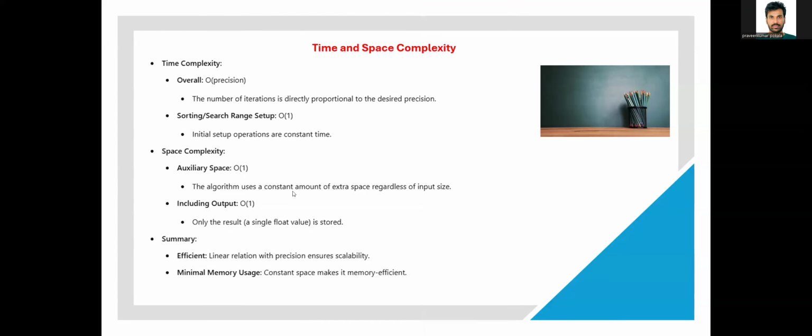Overall, the time complexity is O of precision, because the number of iterations depends upon the precision, the number of decimal places. Similarly, the space complexity is O of 1, since only a fixed amount of extra memory is required, regardless of the input size or precision. So binary search is efficient with linear time complexity related to precision. Memory usage is minimal, making the algorithm highly space efficient. Thank you.